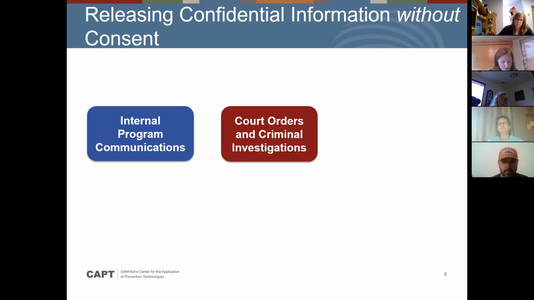And then the last one is research, evaluation, and audits. Confidential information may be shared in a time-limited manner with certain qualified individuals or organizations for research, evaluation, or audits of the program. The decision to release information under these circumstances should be made in collaboration with the program supervisor. Are there any questions about when to keep it confidential? I'm sorry, there are 6 boxes here, but about when you're allowed to release confidential information without the participant's consent? Any questions about that?